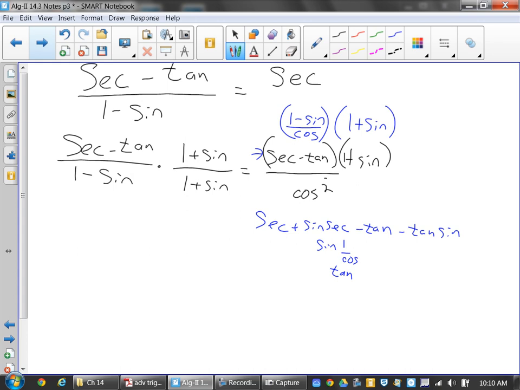Oh, and then plus and minus. Right, so that's why the middle terms go out. So we have secant minus tangent sine. This is still all over cosine squared. Okay? So now I still have that subtraction going on in the numerator, but can I rewrite that numerator in terms of all sines and cosines? Yeah. Okay.